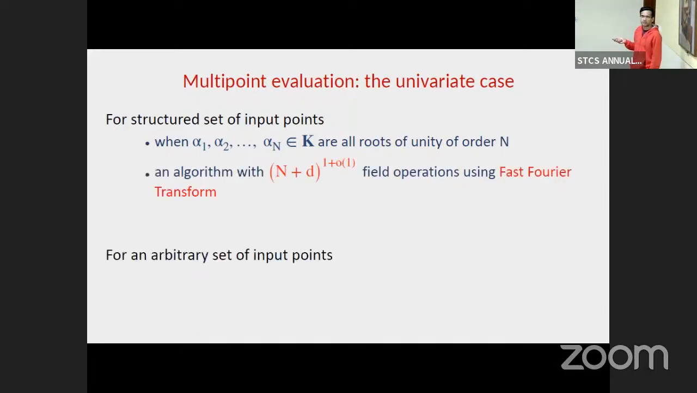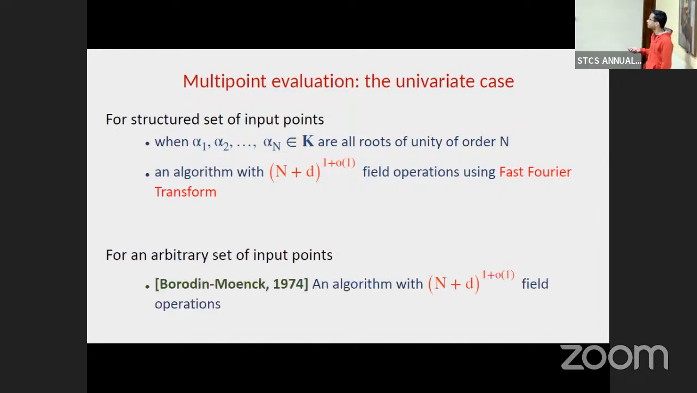Now, what happens for an arbitrary set of input points? If you remember FFT and think about it, you realize that the fast Fourier transform algorithm really relies on the structure of the alpha i's. It really uses the fact that these are roots of unity of a certain order, and then you square them and reduce their number from capital N to N over 2. If alpha is completely arbitrary, this just breaks down at the start.